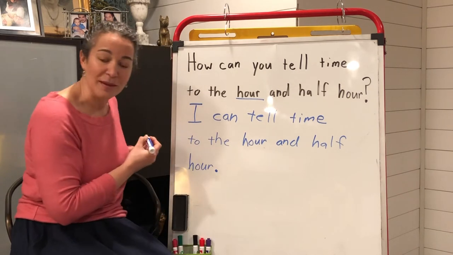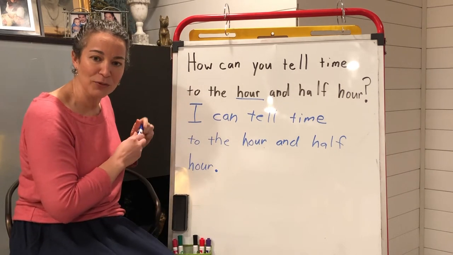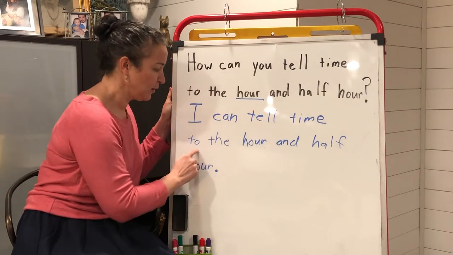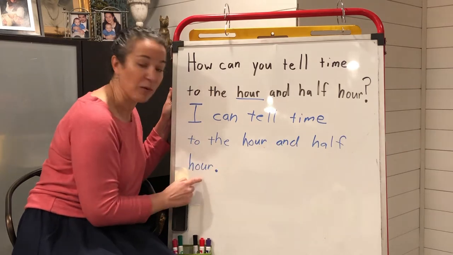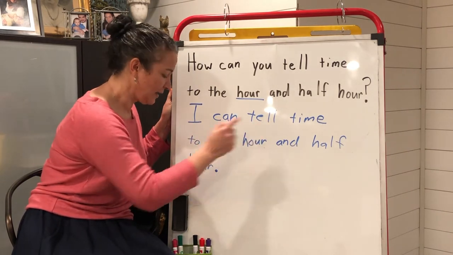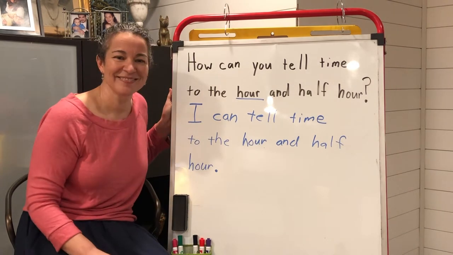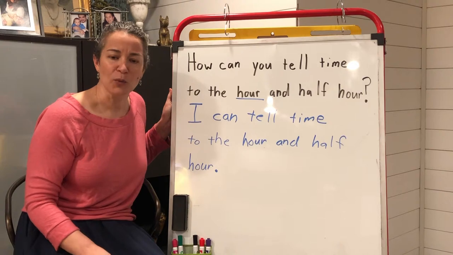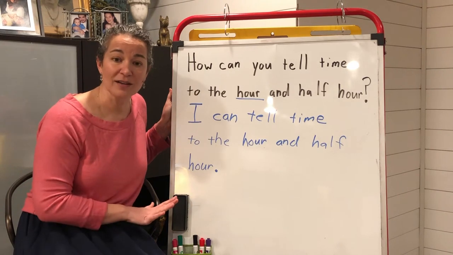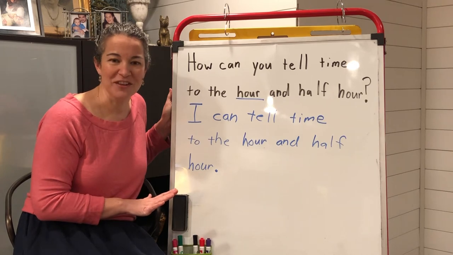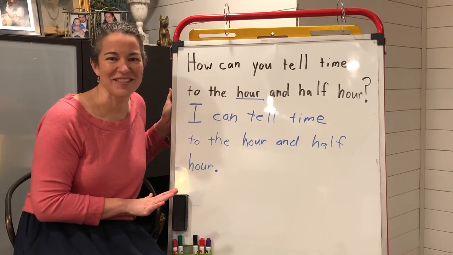All right, my friends, let me read the I can statement the first time through, and then you read it with me the second time. I can tell time to the hour and half hour. Read it with me this time. I can tell time to the hour and half hour. All right, my friends, a lot of you are already nodding that you remember this from before. So we're going to review real quick how to read a clock to the hour and the half hour, and then we'll try a few on paper and see how we do. Everybody ready? Let's get started.